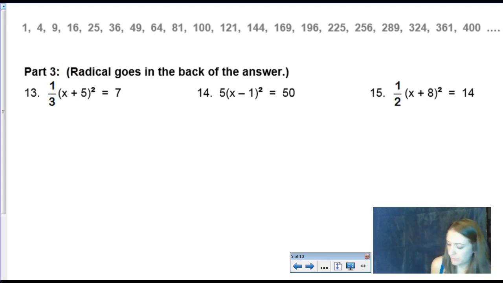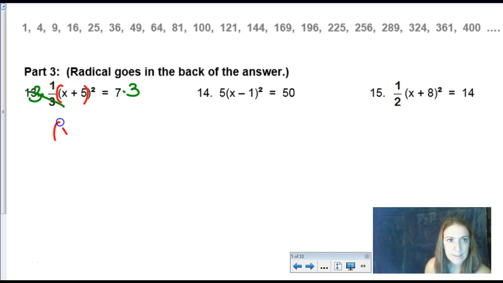Now here, a little different because the thing that's being squared is actually the entire quantity x plus 5. So we're going to do this a little out of order. We're going to have to square kind of in the middle of the problem. But I still need to isolate that thing. So instead of having a 1/3, I want to get rid of that 1/3. I would multiply by a 3 right now on both sides of the equation. So 1/3 and 3 cancel. And I still have x plus 5 quantity squared equals 21.